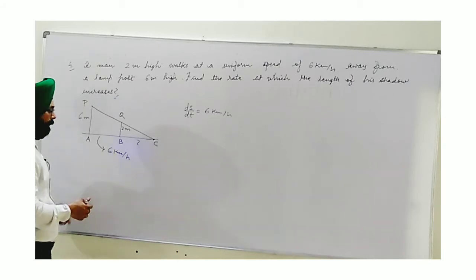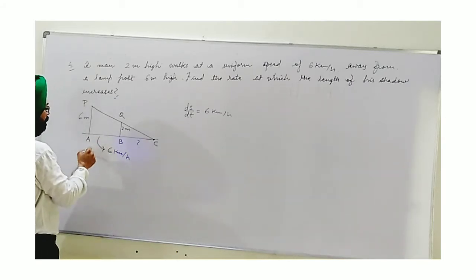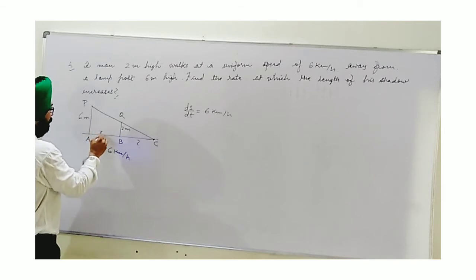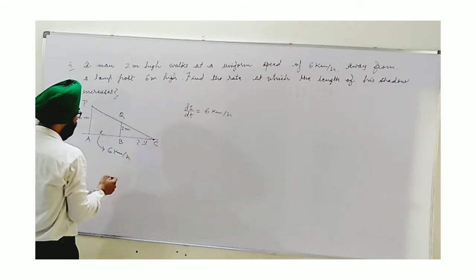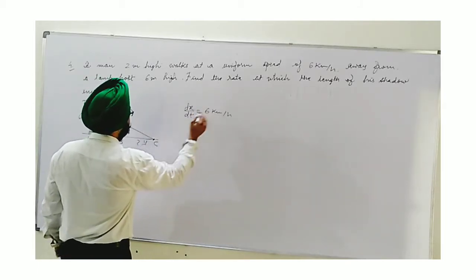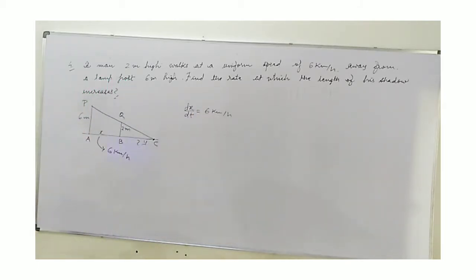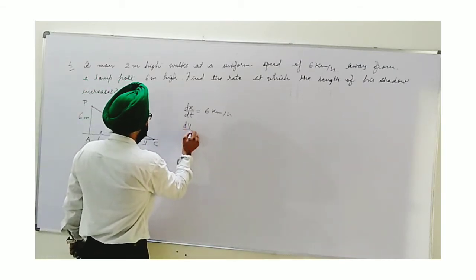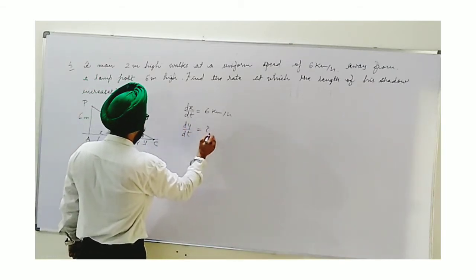So let's plan it out. We consider AB as X, BC as Y. Then, according to the condition, we are given dx upon dt, 6 km per hour, the rate of change of x. We need to find dy by dt. Our question is, what is dy by dt?